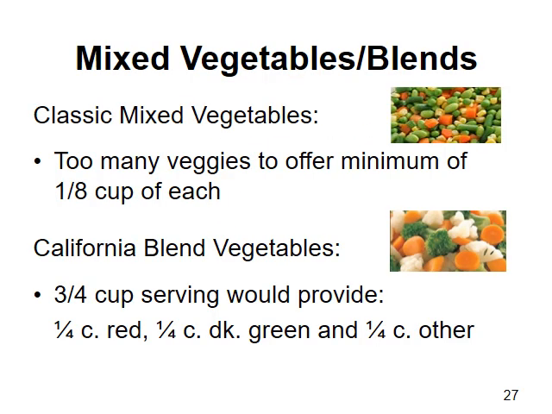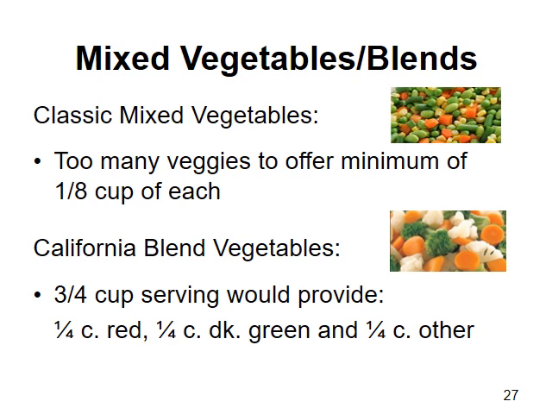How do mixed vegetable blends count towards the vegetable subgroup requirement? A classic mix is when there are too many vegetables to credit towards the minimum 1/8 of a cup each. For example, 5 vegetables in the mix.